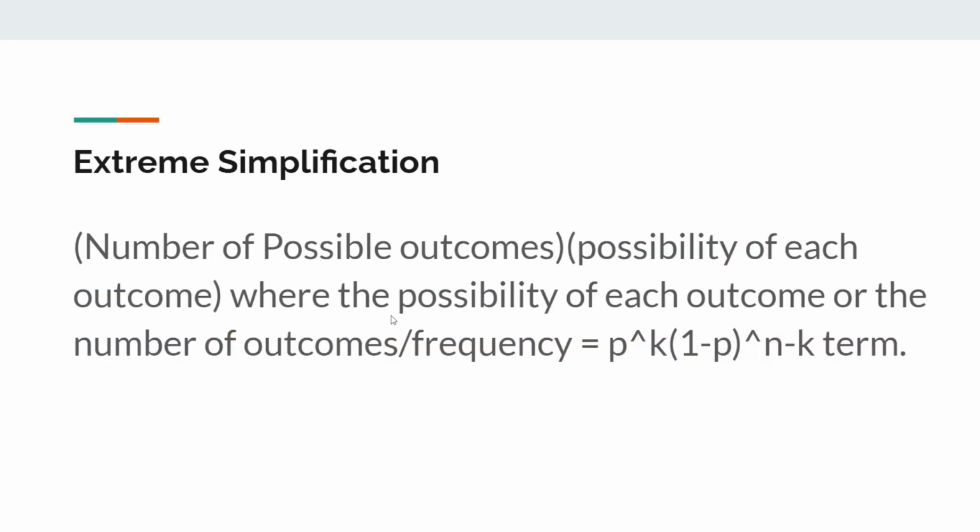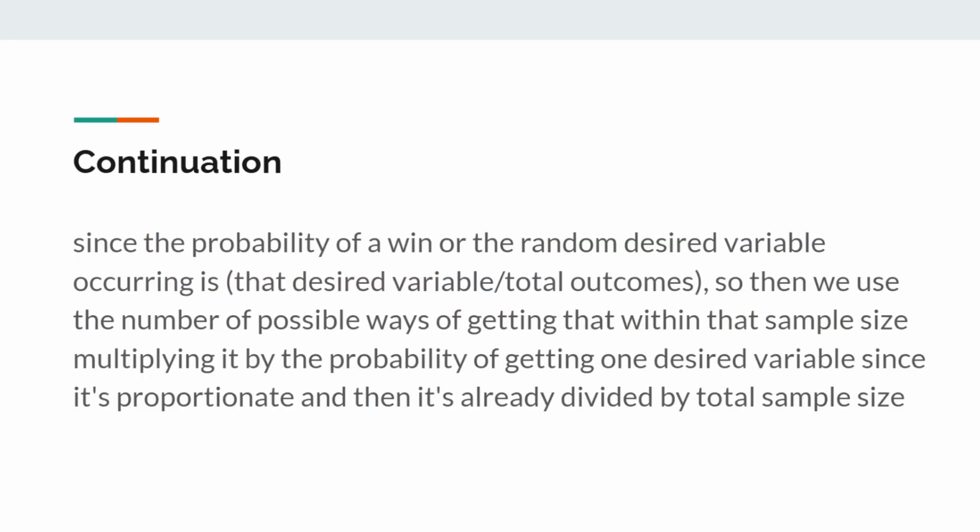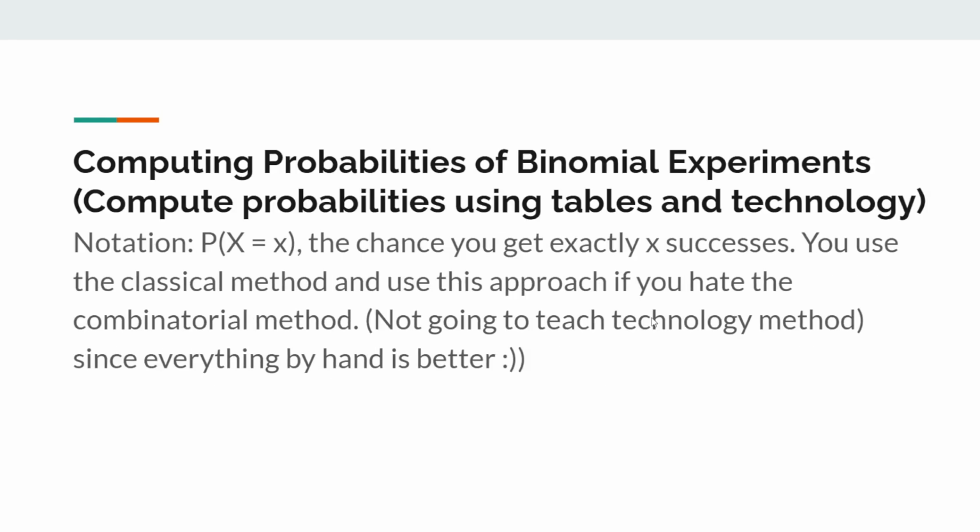And here's extreme simplification. Number of possible outcomes, or the number of ways they can be arranged into 3, and the probability of each outcome, where it measures the chance of success. And since each one has an equal chance of success, we just multiply together. So yeah, here's the derivation. It's a little bit complicated, but I already kind of explained it. The continuation is, since the probability of a win or the random desired variable occurring is desired variable over total outcomes, we then use the number of possible ways of getting that within the sample size. It's just further on and further on.